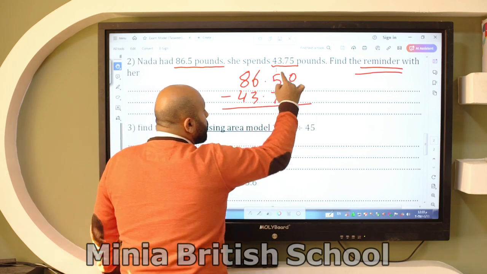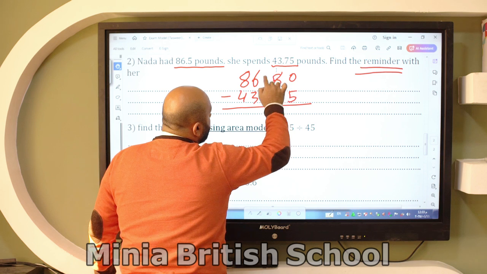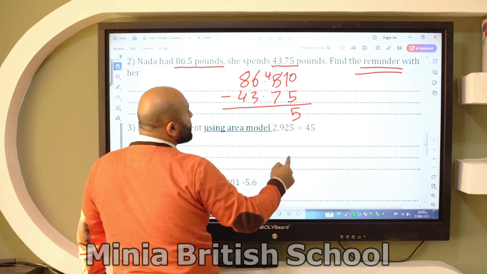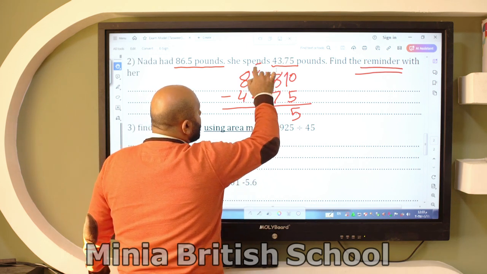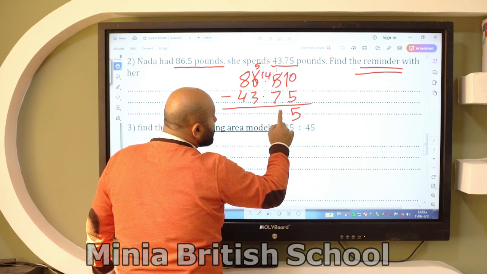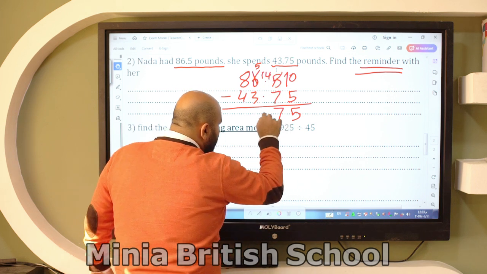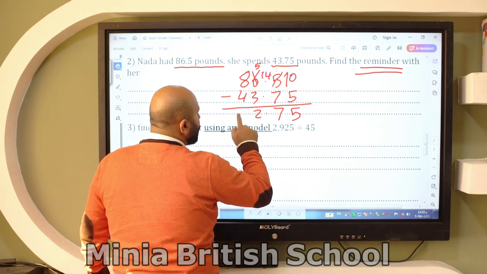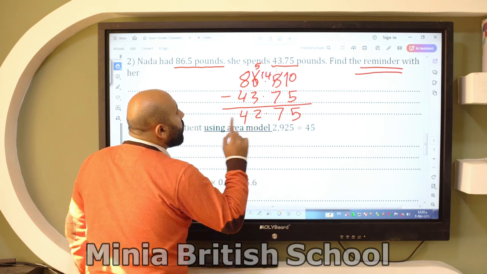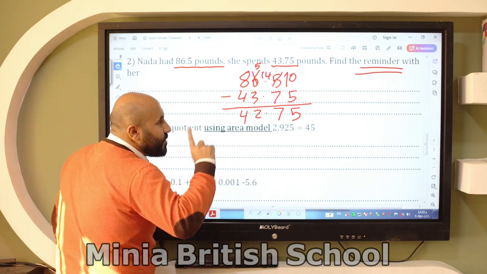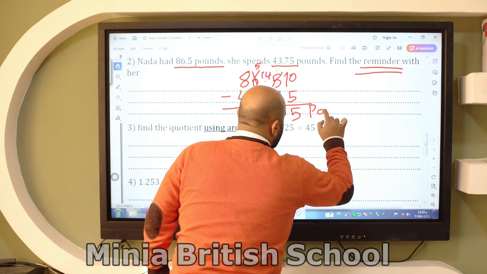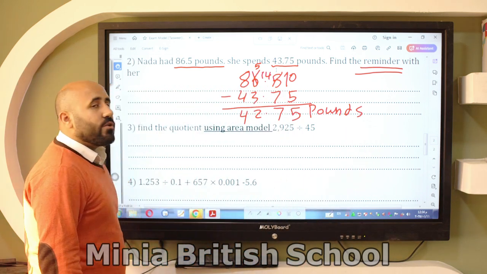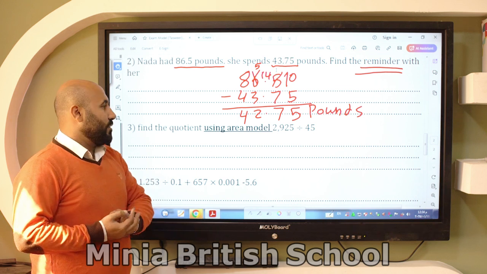So 0 minus 5, it can't be. So the 5 will be 4 and the 0 will be 10. 10 minus 5 equals 5. 4 minus 7, it can't be. The 6 will be 5 and 4 will be 14. 14 minus 7 equals 7. Don't forget the decimal point. 5 minus 3 equals 2. And 8 minus 4 equals 4. All of those, don't forget to put the unit, pounds. So our final result of this subtraction will be 42 and 75 hundredths pounds.